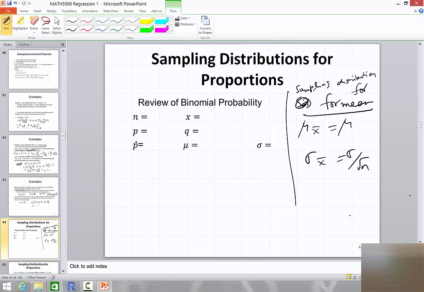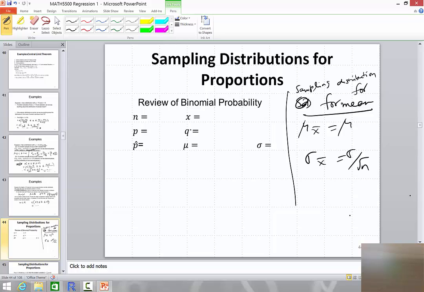Okay, review of binomial probability. I explained binomial probability a lot, in the first or second week. And you fill this up here. What is n? n is the number of trials in a binomial distribution. What is x? Can you think about this? Number of successes. This is the probability of success, p. This is the probability of failure, q. Remember, p plus q is equal to 1.